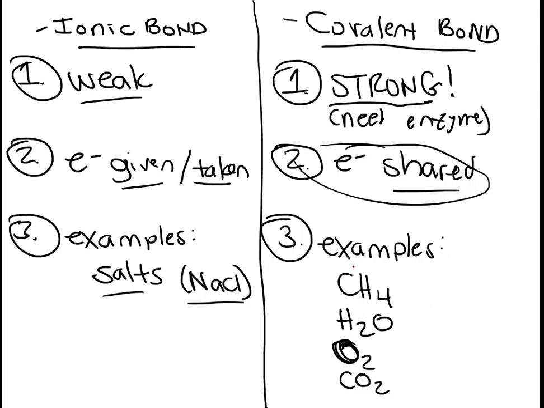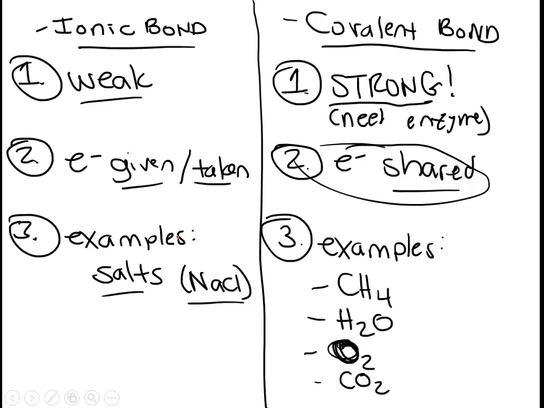Some examples of covalent bonds are methane, like we just drew, water, oxygen, carbon dioxide. They're all sharing the electrons. Imagine how hard it would be to break apart oxygen. That would be impossible. So that's the differences between ionic and covalent bonds.